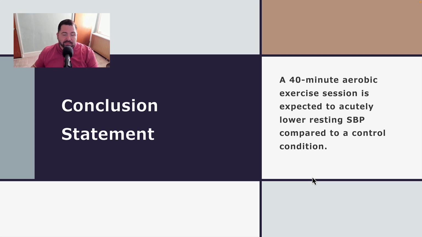And the conclusion statement might be that 40 minutes of aerobic exercise sessions are expected to acutely lower your blood pressure compared to a seated control session. And so the implication would be that if someone's struggling with blood pressure, or even if they're on the fringe of hypertension, doing exercise for 40 minutes can lower your blood pressure, and that keeps the doctor away and keeps the medications away, which is something that's really good, something I'm very passionate about as a researcher.